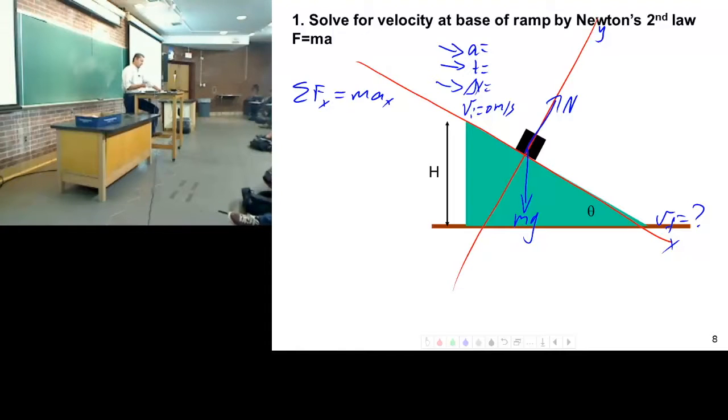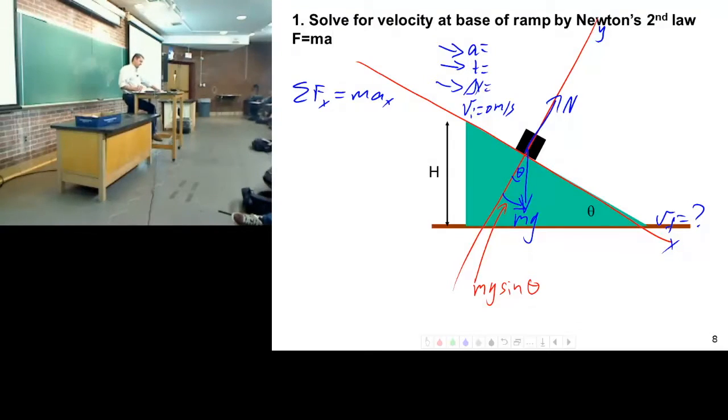Yay, what are the forces acting in the x direction? Well, I need to figure out what component. I need to get this into its components, right? So I know this angle is theta. I'm looking for the component of gravity that is parallel to the ramp. So this is the opposite side. So what's it going to be? SOHCAHTOA, sine is opposite. So this component is mg sine theta.